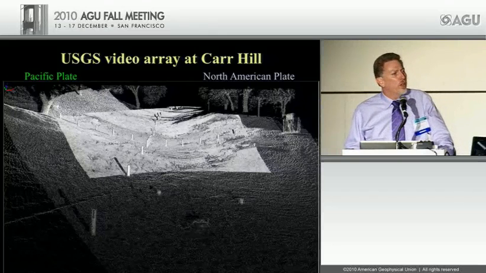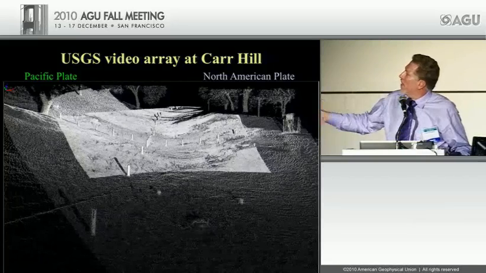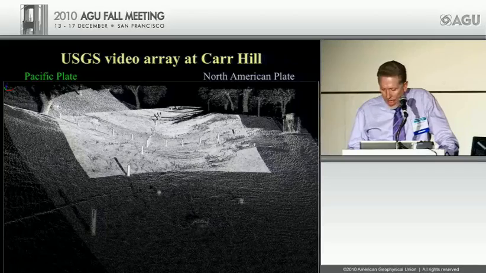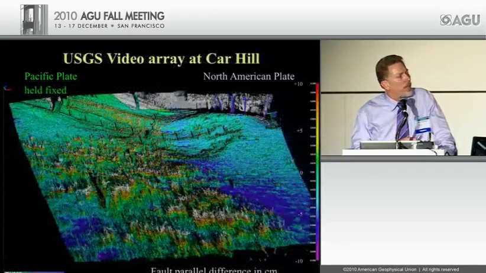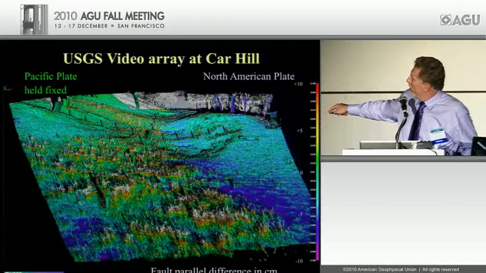So the next plot I'm going to show you is one of these difference plots. This time I'm holding the Pacific plate fixed. So on the left, that's held fixed, and I'm allowing the North American plate to move along. The colors that are in green did not move much. Colors that are in blue have upwards of 8 centimeters worth of displacement. And the little bit of red in here was a bit of vegetation change.